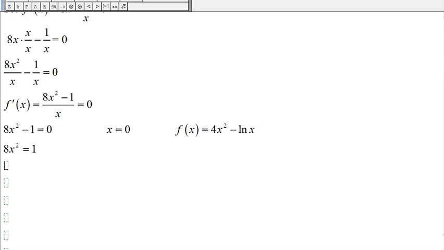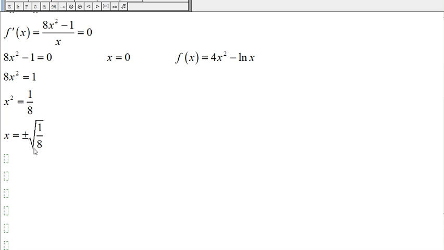And then dividing by 8, we get x squared is equal to 1/8. And then take the square root of both sides. And again, the rule is if we take the square root of both sides, then we need the plus and minus. But in this case, we can throw out the minus because x cannot be negative, since our function has ln of x. And therefore x is just equal to the square root of 1/8.